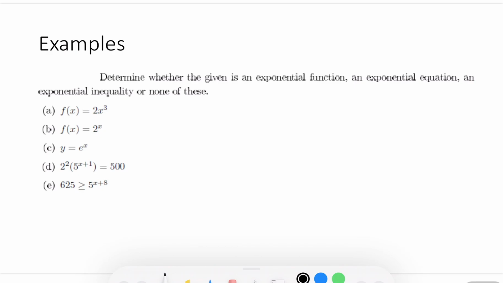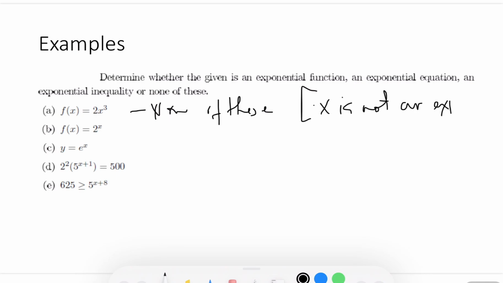Exponential what? None of these. Why none of these? Because your x is not an exponent. Remember, b raised to x. So this is not an exponential function, exponential equation, or exponential inequality because this is not in exponential form.